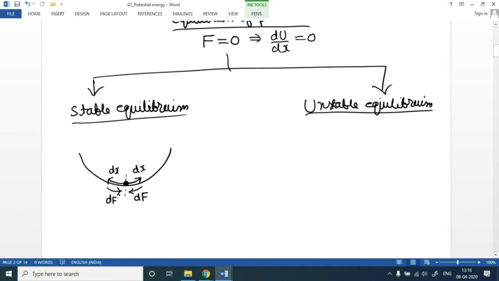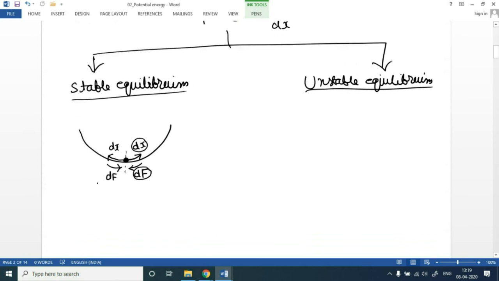This type of force is known as a restoring force. You can notice that the direction of force is always opposite to the direction of displacement. Here the displacement was in this direction and force was in this direction, and here displacement is in this direction and force is in this direction. So from this we can say the condition for stable equilibrium: since the signs of dF and dx are opposite, dF/dx is going to be negative, and since F is equal to minus dU/dx, minus d²U/dx² is going to be negative. That gives us d²U/dx², the double derivative of the potential energy expression, going to be positive.